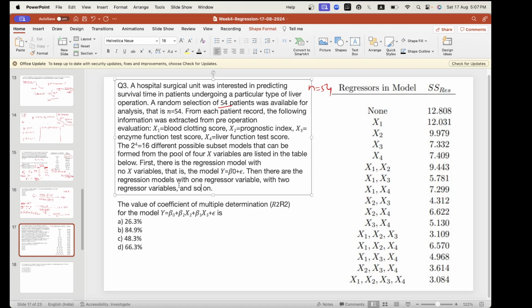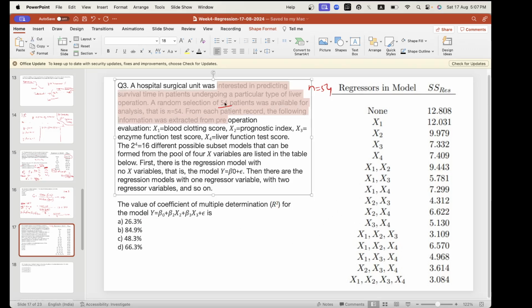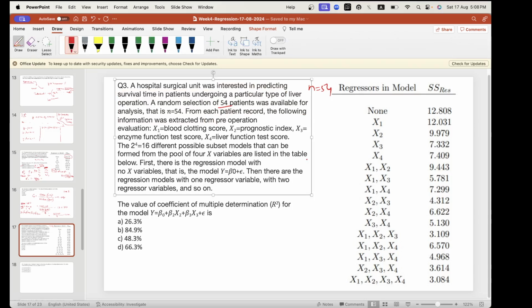Then there are the regression models with one regressor, two regressors, and so on. The value of coefficient of multiple determination is this. What is the R square value for this model? Beta naught, beta 2, beta 3. Again, this is very straightforward, finding R square. You just have to take x2 and x3.